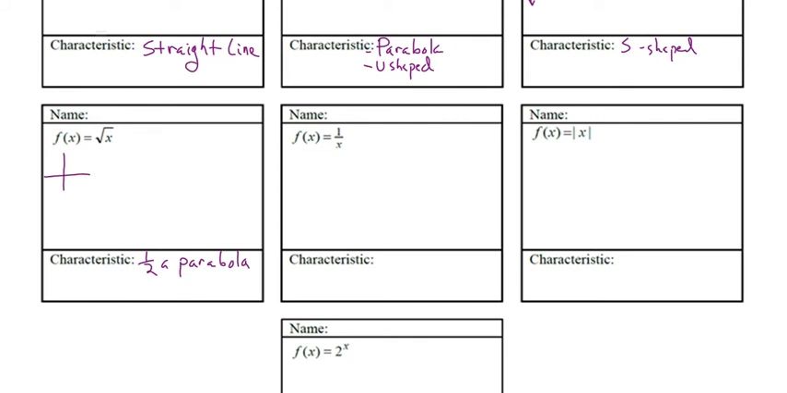Okay, what's the next one? It's C-shaped, half a parabola. So, what's the name? Logarithmic. Oh, wait, no. It's square root. Let's call it a square root.